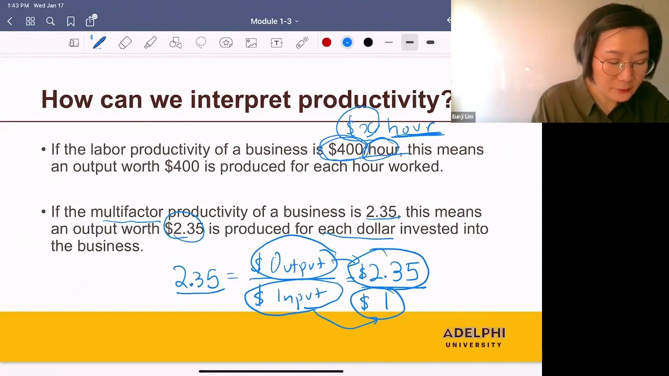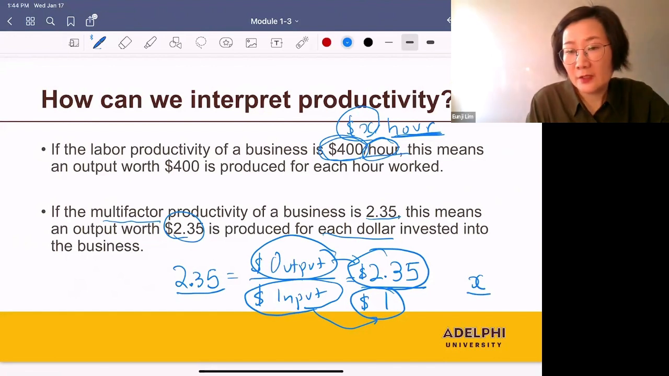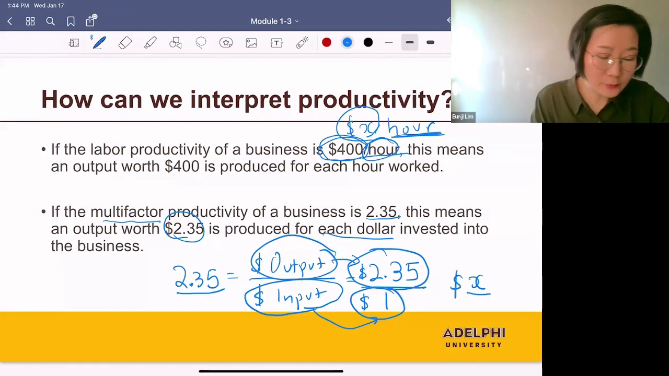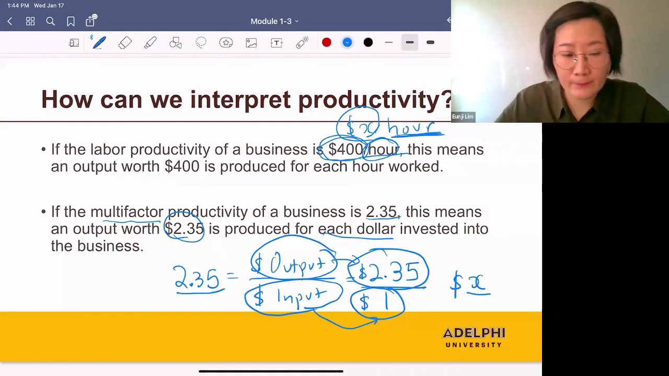So if the multi-factor productivity is X, what does this mean? That means each dollar invested into this business produces an output that's worth X dollars.